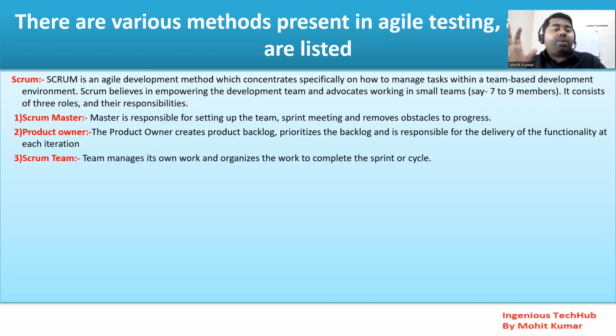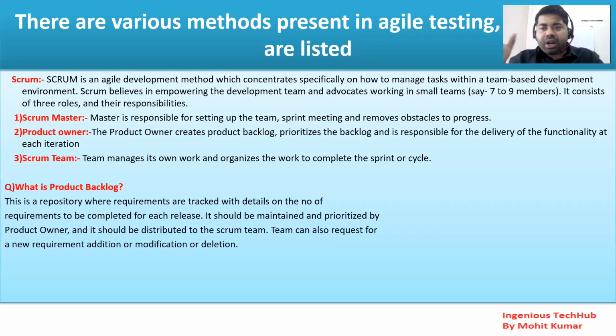Now we have the Scrum team. So the people who are working on this complete project are called the Scrum team. The team manages its own work and organizes the work to complete a sprint cycle. Okay, so every team member has their own task to complete.